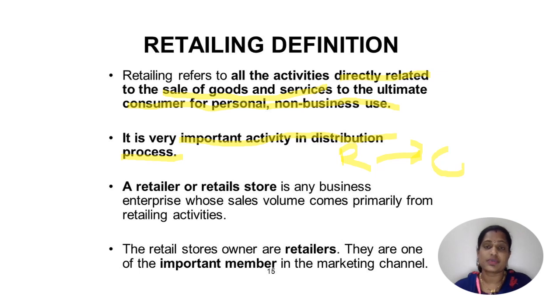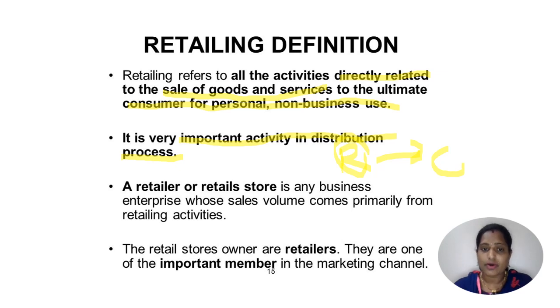I think we have discussed zero tier, single tier, two tier, three tiers. In a three tier channel, the retailer is the last person. He is the one who directly meets the consumer. So he will be playing a vital role, because sometimes more than the manufacturer, the retailer will be knowing what exactly the consumer wants, what he prefers. So he will be playing a very important role in the business or in the distribution process.